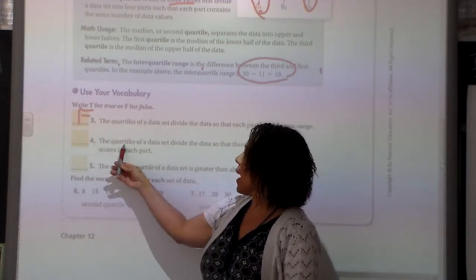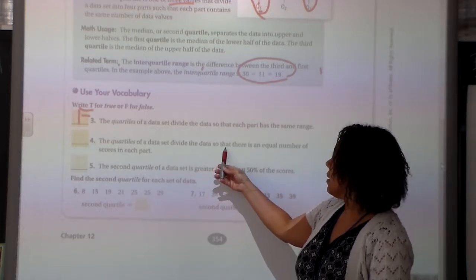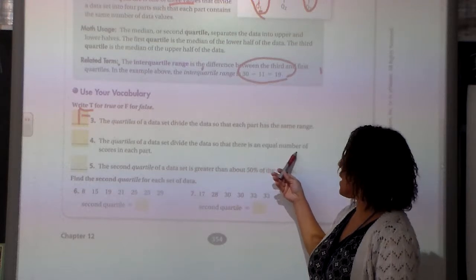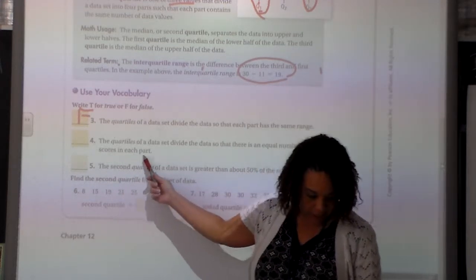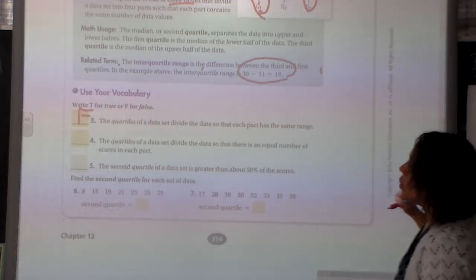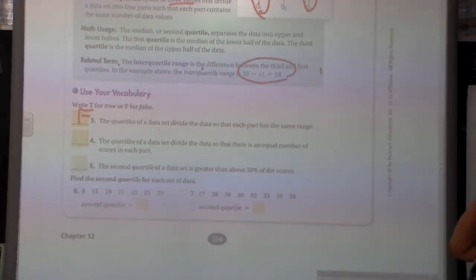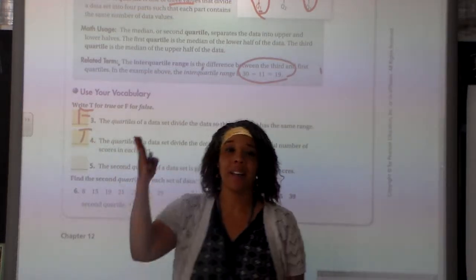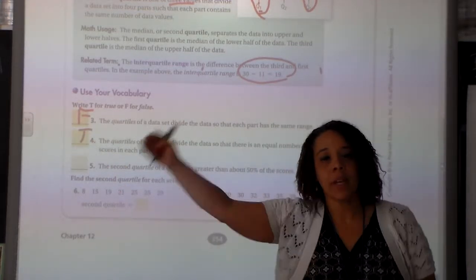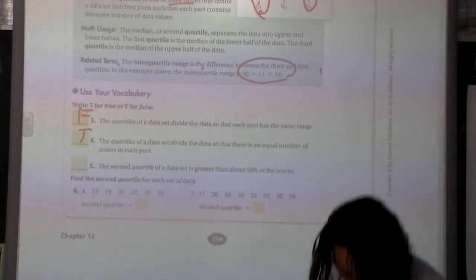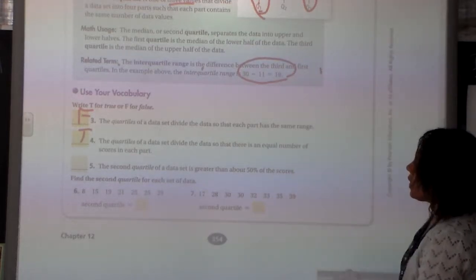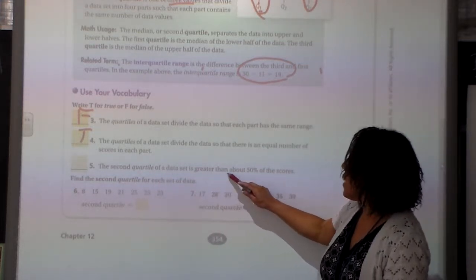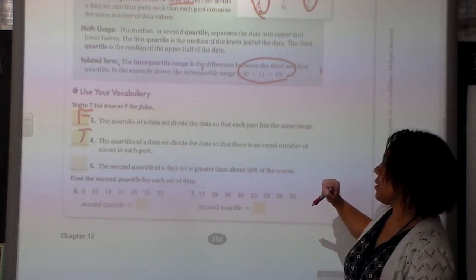The next one says the quartiles of a data set divide the data so that there is an equal number of scores in each part. Well, the quartiles of a data set are going to make sure that there's an equal number of scores in each part. That's why you're dividing in chunks, like in half, then in half for the first part, and in half for the second part. The other thing we're looking at, the second quartile of the data set is greater than about 50% of the scores.